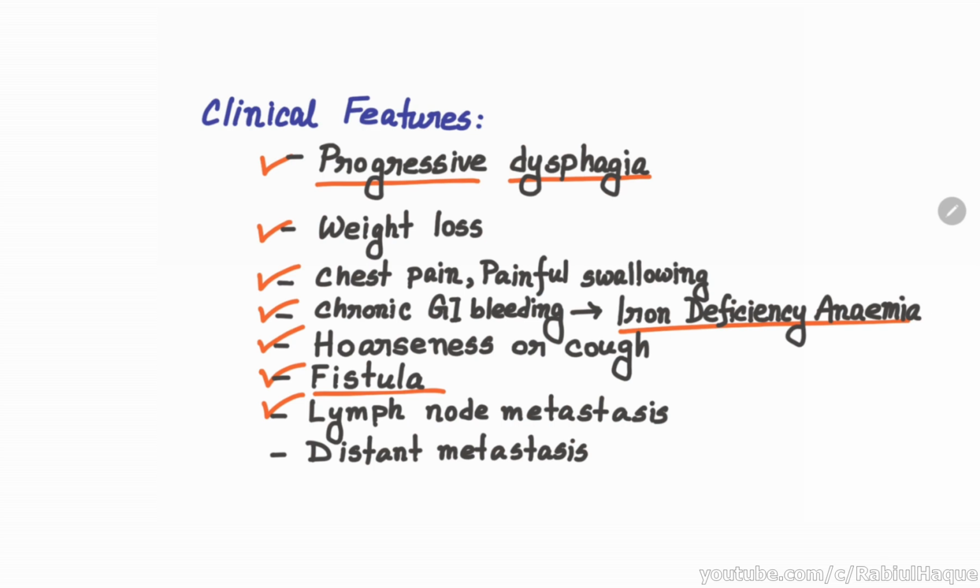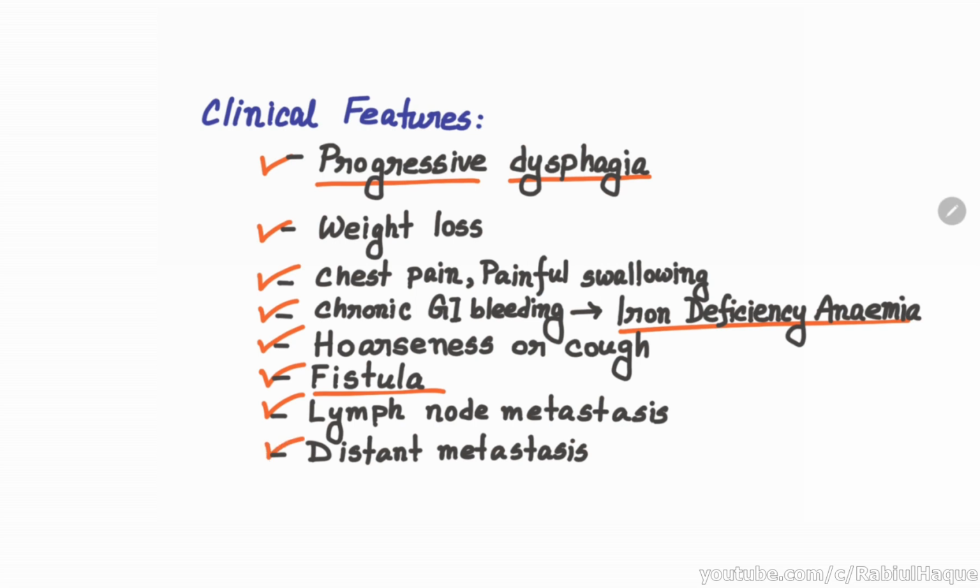Now, always remember, lymph node metastasis will vary according to region. For example, if the cancer is in the upper one-third of the esophagus, the lymph node metastasis may be seen in cervical lymph nodes. If the cancer is in the middle third of the esophagus, mediastinal, paratracheal, and tracheobronchial lymph nodes may become involved. And if the tumor is in the lower one-third of the esophagus, gastric and celiac lymph nodes may become involved by metastasis.